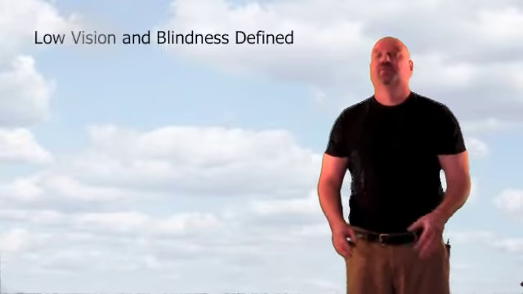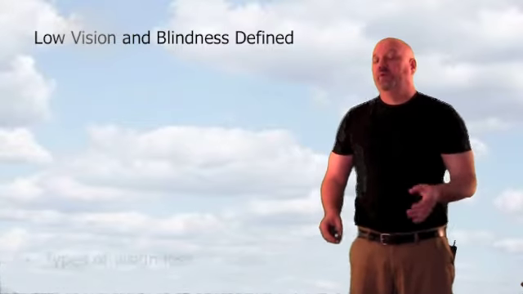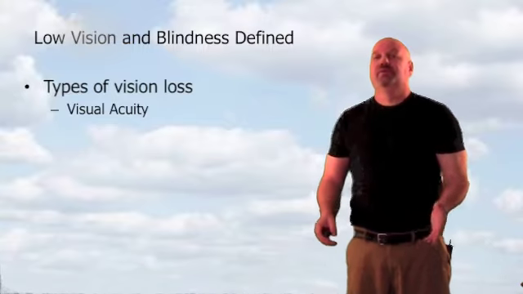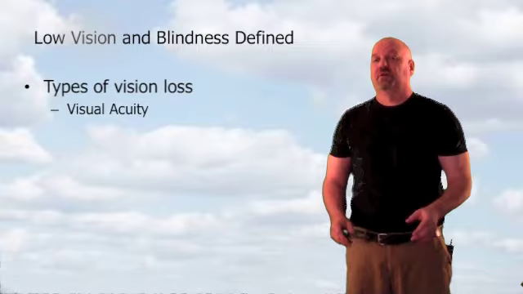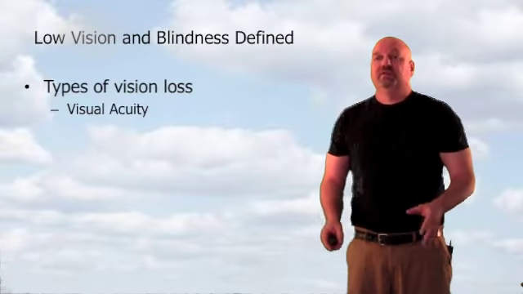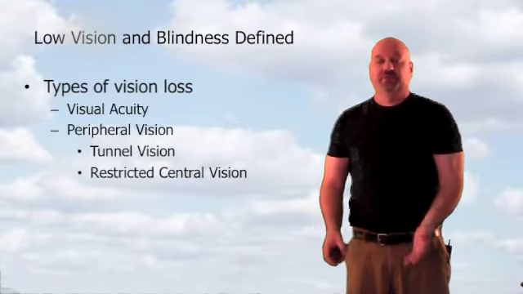All right, hope that animation helped you understand a little bit better how the eye works, but let's talk about the types of vision loss related to our students in the classroom. The two types, one is visual acuity, and visual acuity is measured by the 20/20 to 20/200 scale. I'll talk about the Snellen chart in a little bit, but that's one type of vision loss. The second type is peripheral vision, and this is tunnel or restricted central vision.